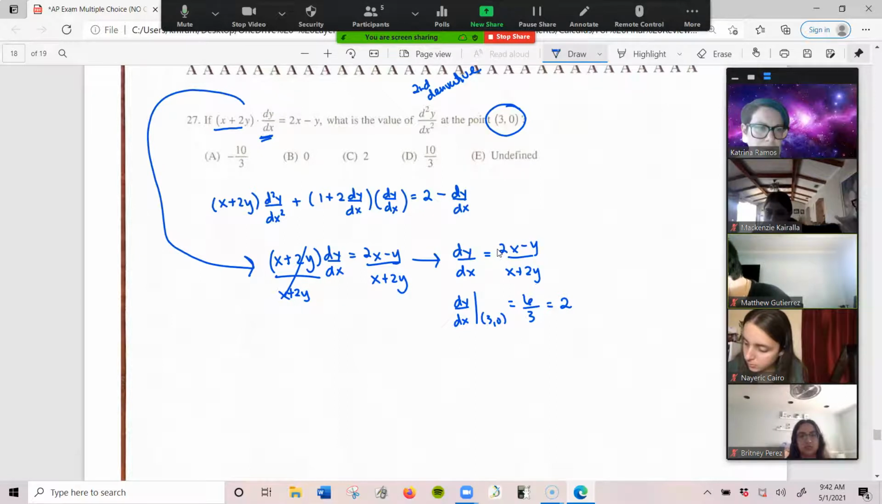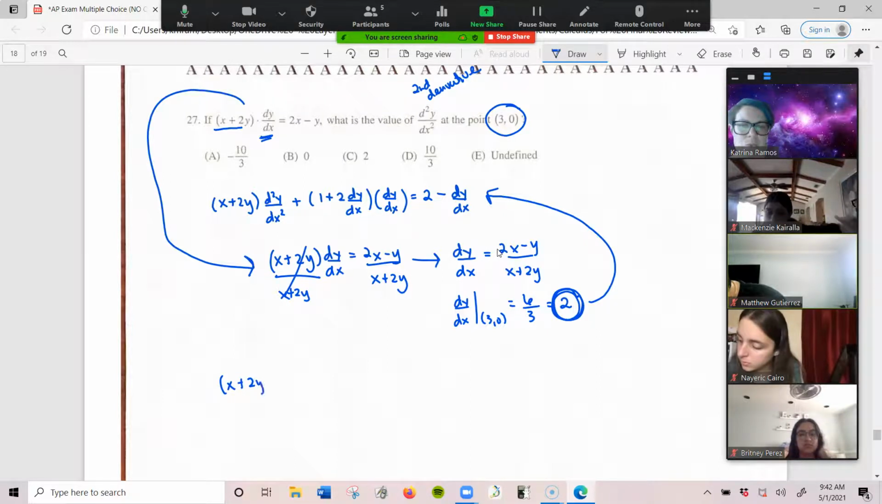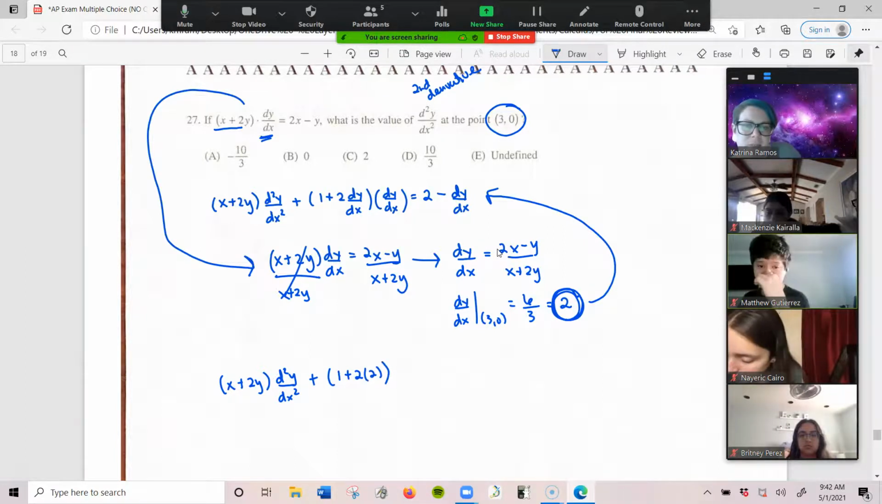Is that okay so far? So then what I did, since this is dy dx at that point, I took this number and I plugged it in everywhere I saw a dy dx in this equation. So we have x plus 2y times d squared y over dx squared, that's the second derivative, plus 1 plus 2 times 2, because that's dy dx, times 2 is equal to 2 minus 2.